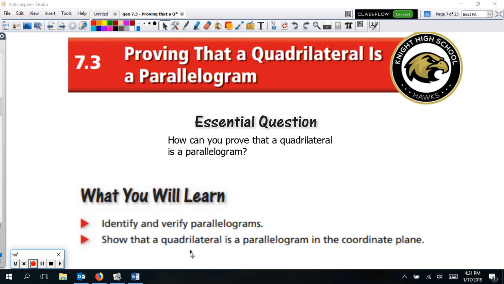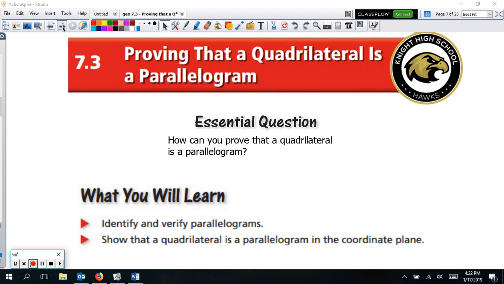Hey guys, so here we are with 7.3. Like 7.2, we're talking about parallelograms. We're going to be doing almost the opposite of what 7.2 is doing. So here we are proving that a quadrilateral is a parallelogram with those kinds of theorems that we were looking at in 7.2. We're going to be using what's called the converse, which is like the reverse or the opposite of those theorems.